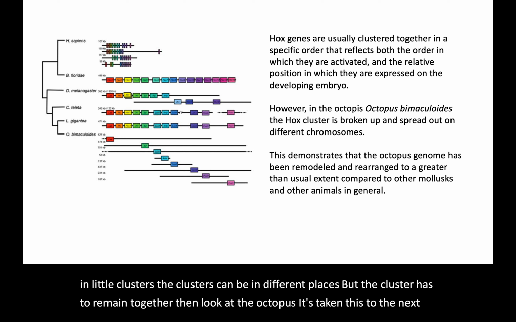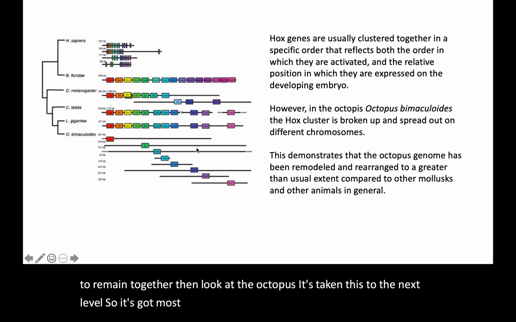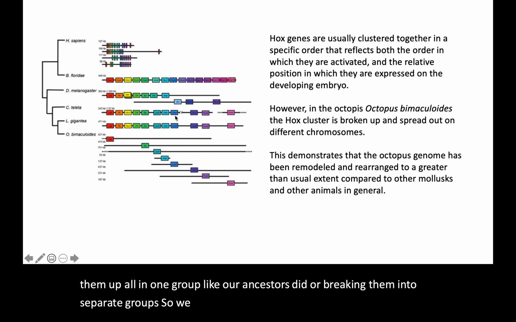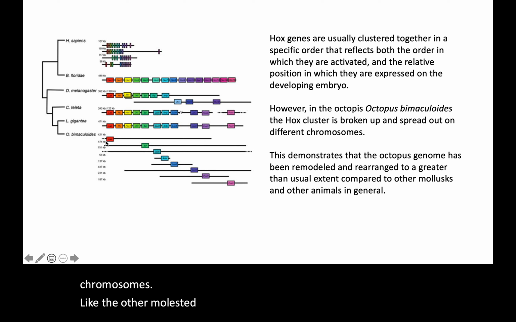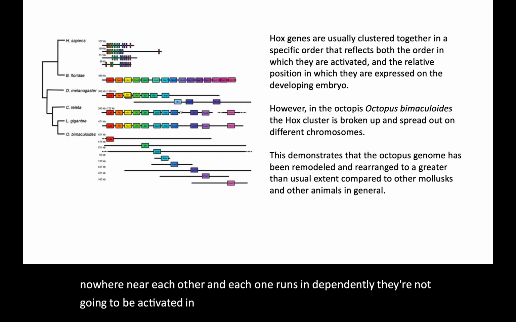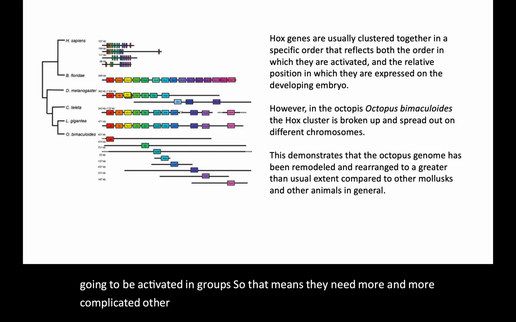So it's got most of the same Hox genes, but instead of grouping them up all in one group like our ancestors did, or breaking them into separate groups so we could move them around to different chromosomes like the other mollusks did, these guys have split up their Hox genes so that they are nowhere near each other, and each one runs independently. They're not going to be activated in groups. So that means they need more and more complicated other transcription factors to turn these on, but you know what?